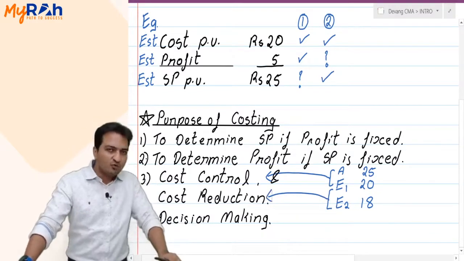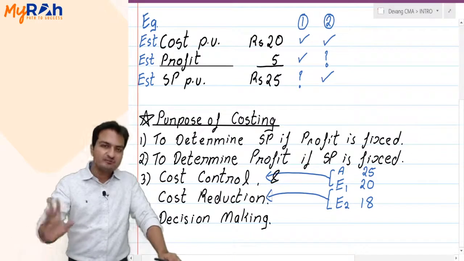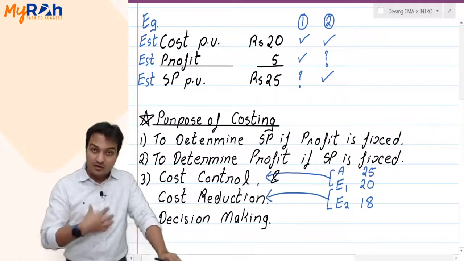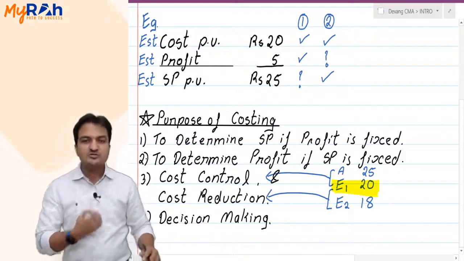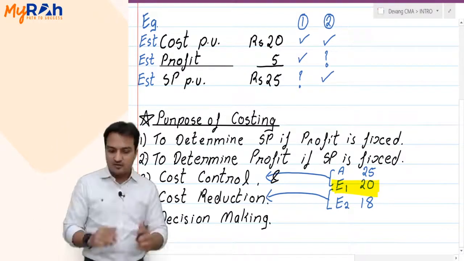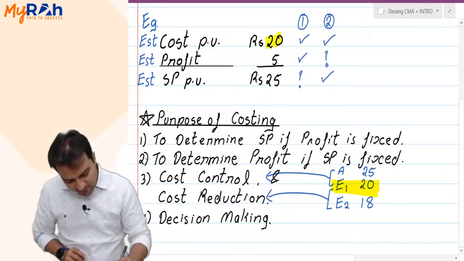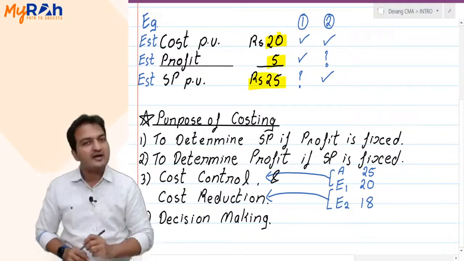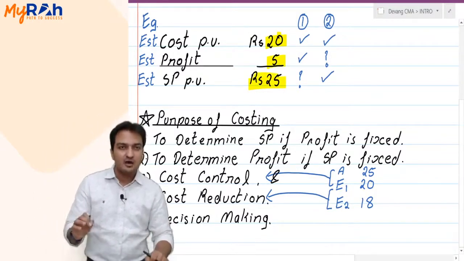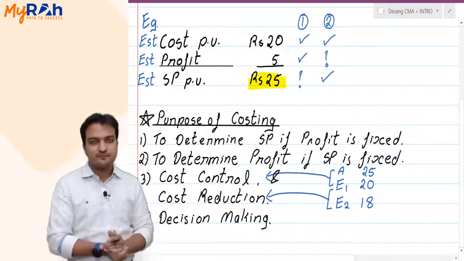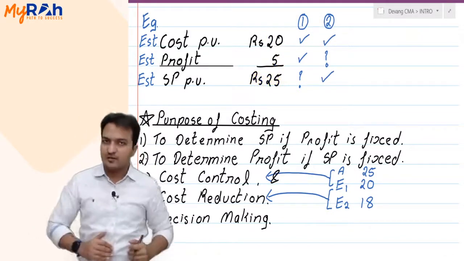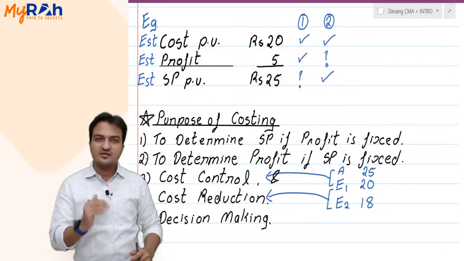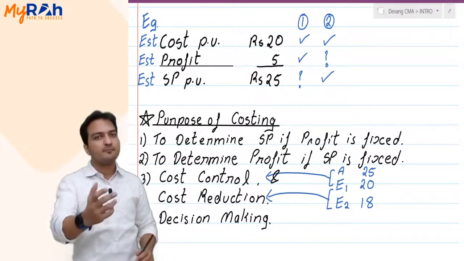The question is, why would I do that? Well, simple example. Say currently my estimated cost is 20. Forget actual for the time being. Let's say my estimated cost is 20. Add a profit of 5 and I'm selling the product at 25 per unit. Now, what if in this situation a new competitor enters my industry and starts selling this product at a much cheaper price?